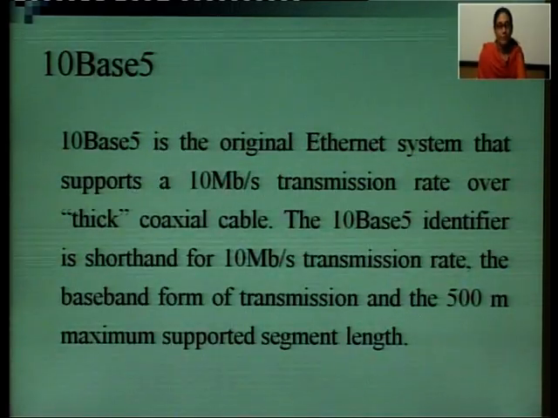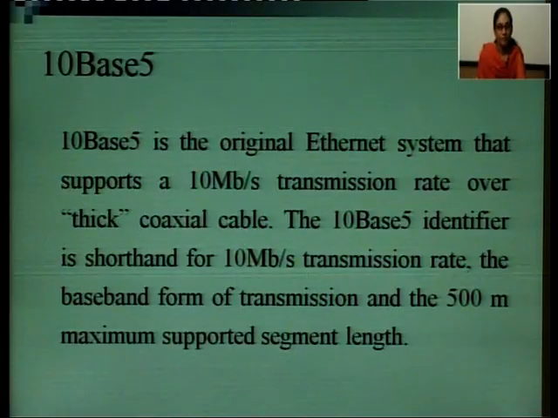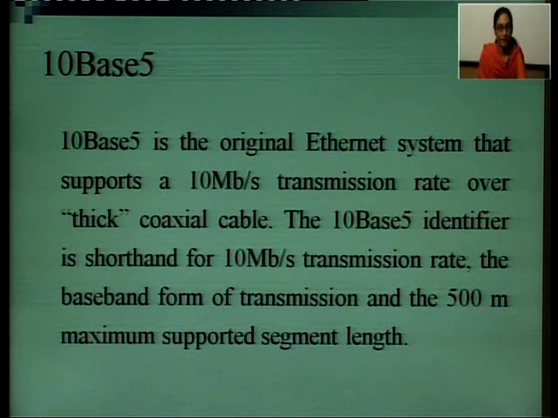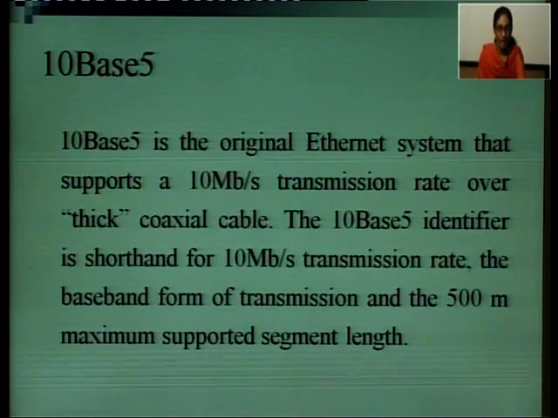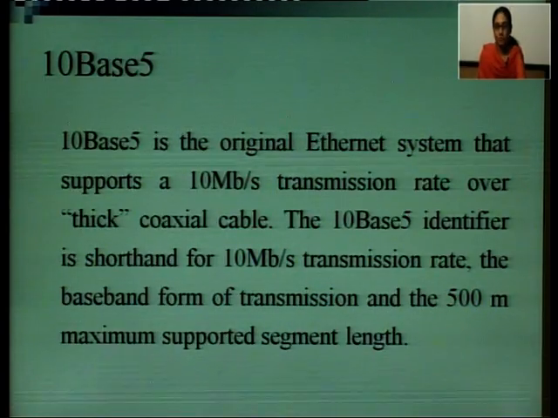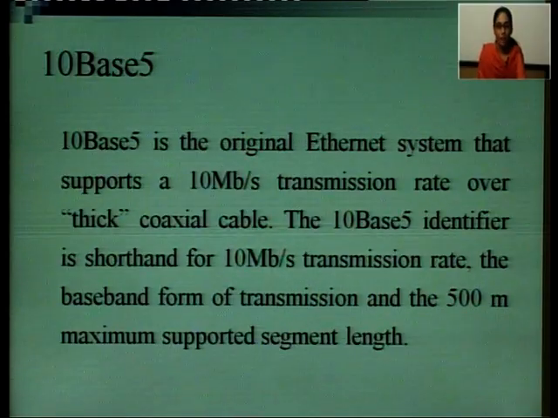Now the first one is the 10Base5. 10Base5 is the original Ethernet system that supports the 10 megabits per second transmission rate over thick coaxial cable. The 10Base5 identifier is shorthand for the 10 megabits per second transmission rate and baseband form of transmission. Baseband means it is concerned with digital signals, and Manchester encoding is used, and approximately 500 meters is the maximum length it can handle.